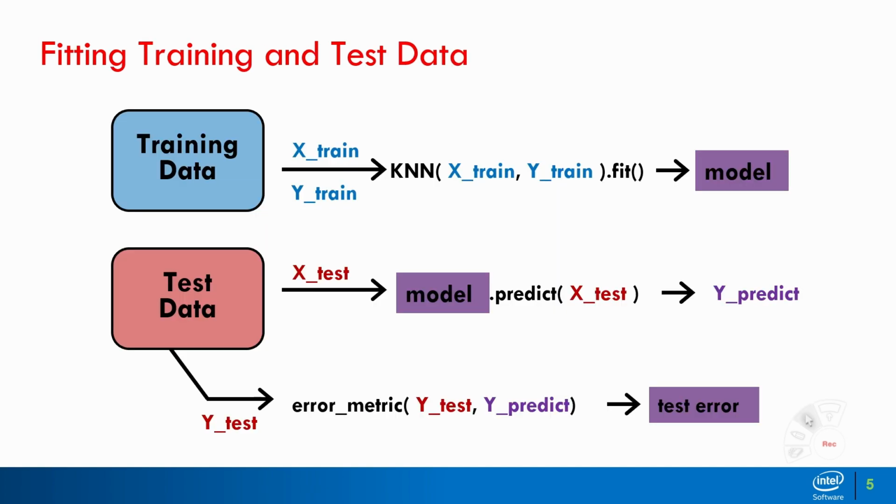This figure shows the process of using training and test sets in scikit-learn, an open source machine learning library. Using the trained model, the predicted labels yPredict from test data are compared to the actual answers, such as yTest, to calculate the prediction error. The choice of error metric depends on the problem, and we'll cover this later.